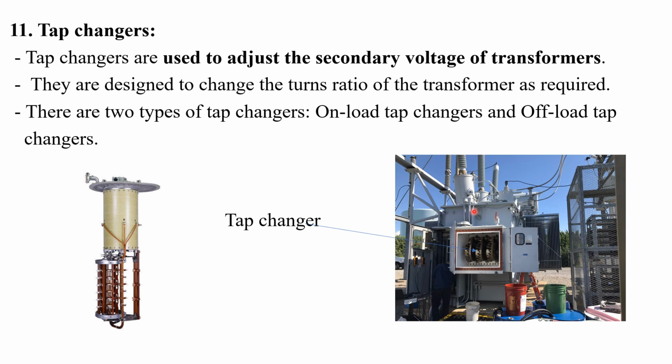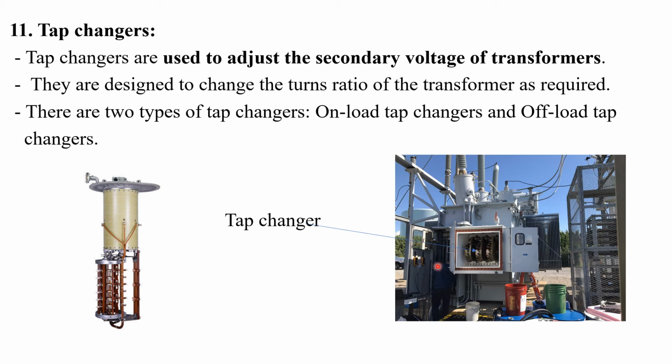Next important requirement, that is tap changers. Tap changers are mainly used to adjust the secondary voltage of transformers, not primary. Tap changers are used to adjust the secondary voltage of transformers. We can change the secondary voltage of transformers by adjusting the turns ratio of the transformer.